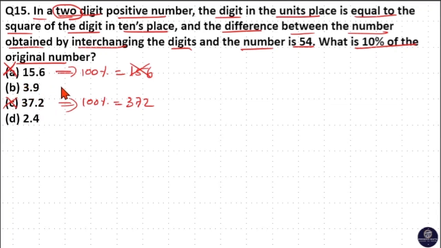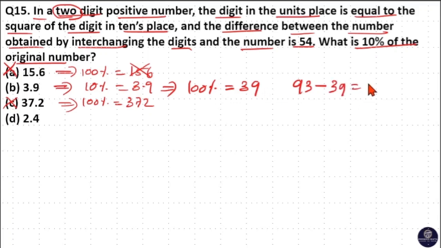If you look at option B, if 10% is 3.9, that means 100% is 39. And if you interchange 39, it will be 93. And if you take the difference between 93 and the original number 39, it will be 54, which is in the question. So option B is your answer.